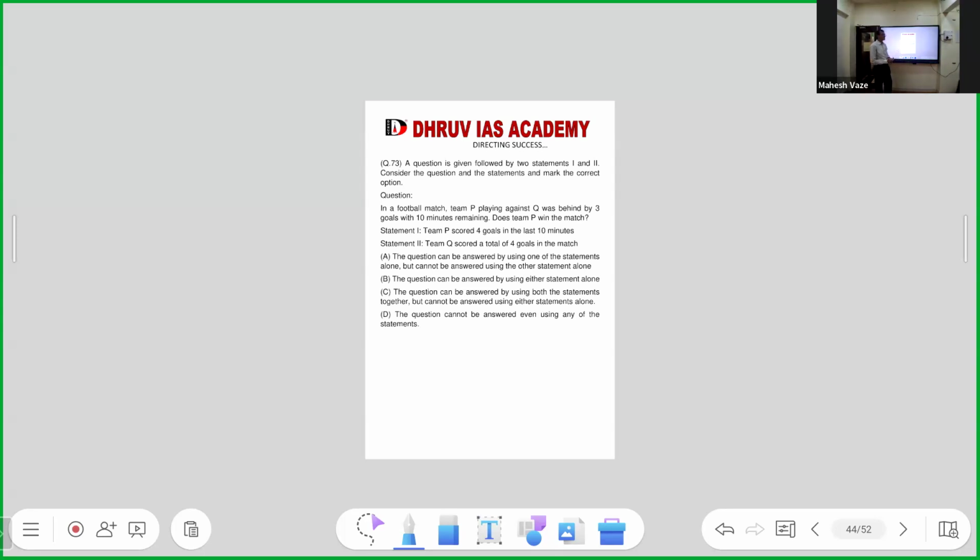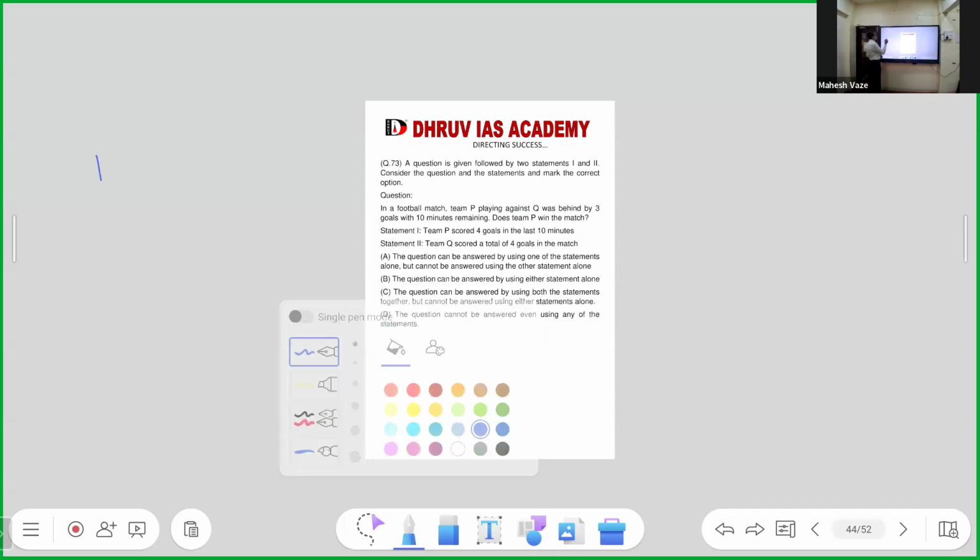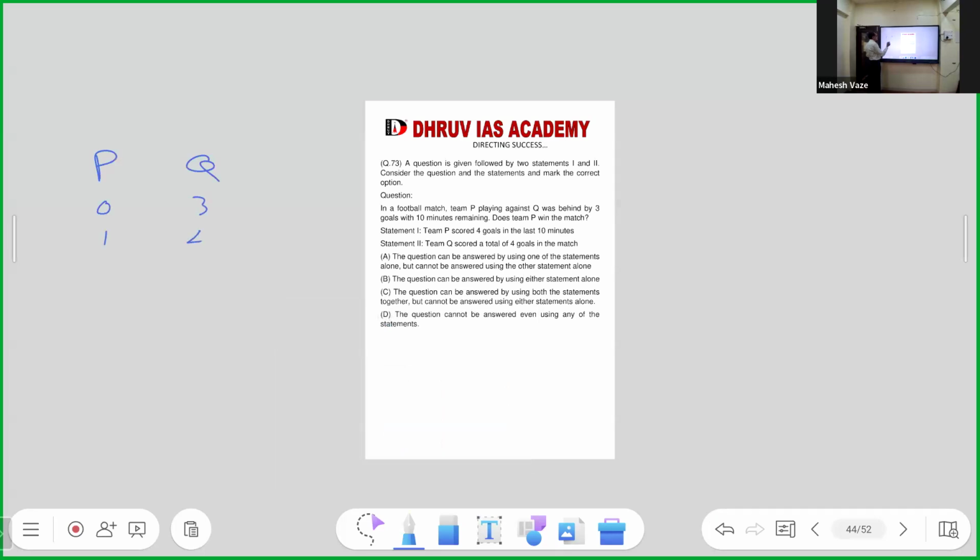Team P scored 4 goals in the last 10 minutes. But before that, up to the last 10 minutes, what was the situation? P was 3 goals behind. That means the situation can be something like this. Say P and Q. It can be 0 and 3. It can be 1 and 4. It can be 2 and 5. It can be 3 and 6. Any one of the combinations. Now let us go one by one.